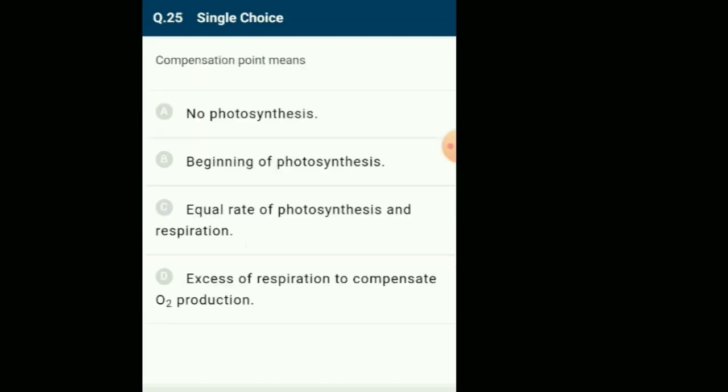Question number 25. Compensation point means when the rate of photosynthesis, that means the process of converting solar energy into chemical energy, is the same as that of respiration, utilization of stored energy, it is referred to as compensation point. So the answer is option C, equal rate of photosynthesis and respiration.